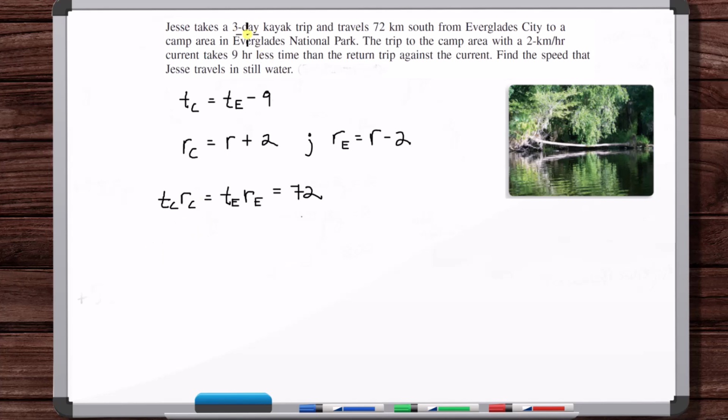I don't think this 3 days means anything. To me, it's kind of confusing. Because are they saying that it took a total of 3 days? Like, was he kayaking for, I mean, I don't understand that. But no, this doesn't mean anything.